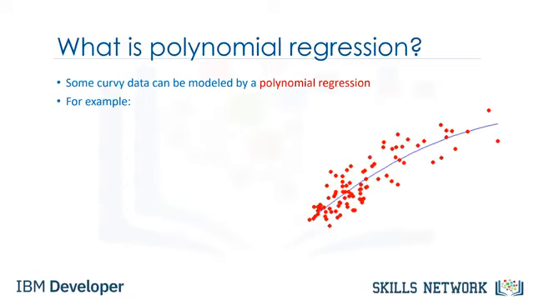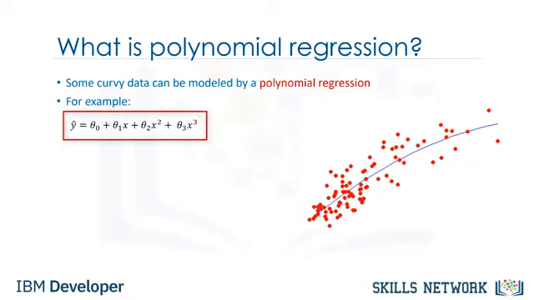So, what is polynomial regression? Polynomial regression fits a curved line to your data. A simple example of a polynomial with degree 3 is shown as y hat equals theta 0 plus theta 1 x plus theta 2 x squared plus theta 3 x cubed, or x to the power of 3, where thetas are parameters to be estimated that make the model fit perfectly to the underlying data.